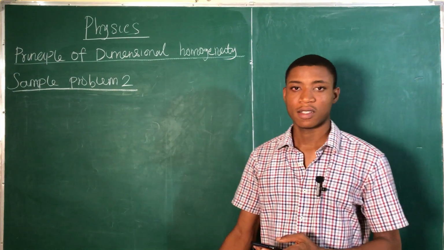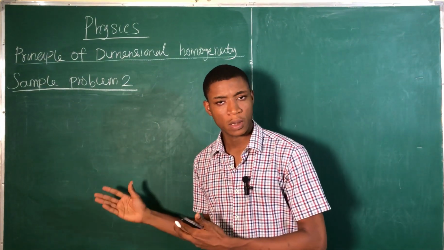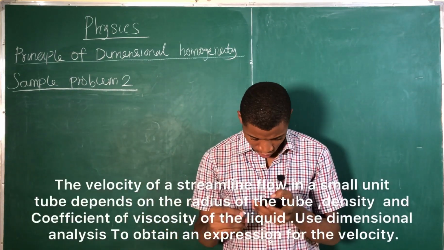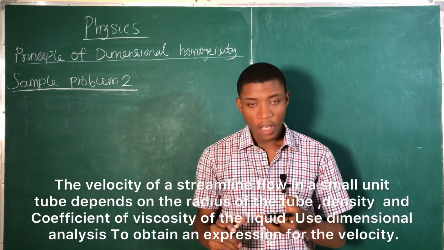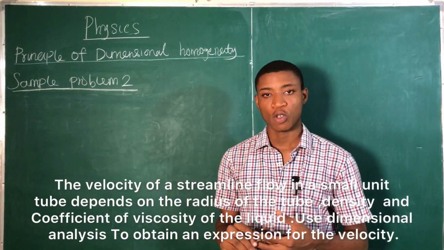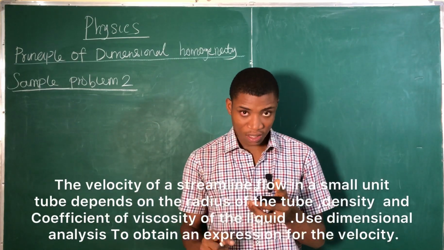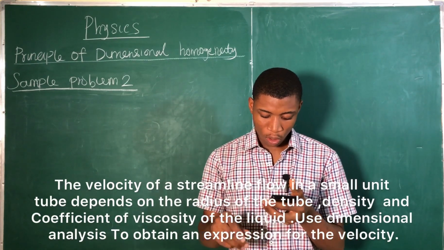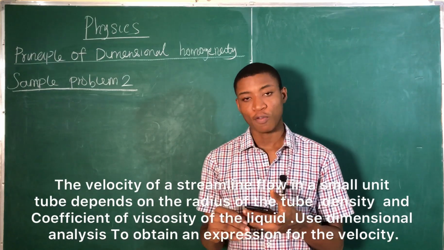Good day guys, and let's begin our second sample problem on the principle of dimensional homogeneity. The question states: the velocity of a streamline flow in a small unit tube depends on the radius of the tube, the density, and the coefficient of viscosity of the liquid. Use dimensional analysis to obtain an expression for the velocity.